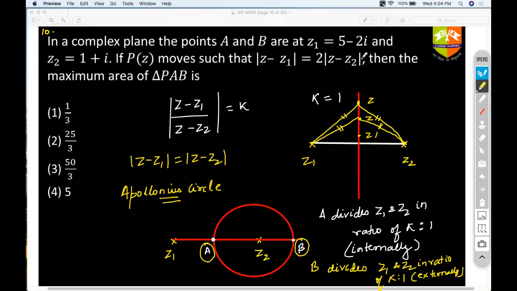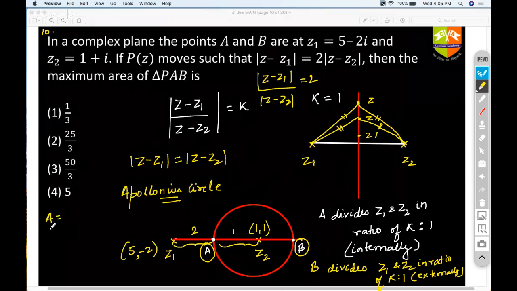So right now in my given problem, I can see that mod z minus z1 by mod z minus z2 is equal to 2, right? So A divides z1 and z2 internally in the ratio of 2 is to 1. So this is 2 is to 1. If I know the coordinates of z1, which is 5 comma negative 2, and z2 coordinates, which is 1 comma 1, can I find out the coordinates of A?